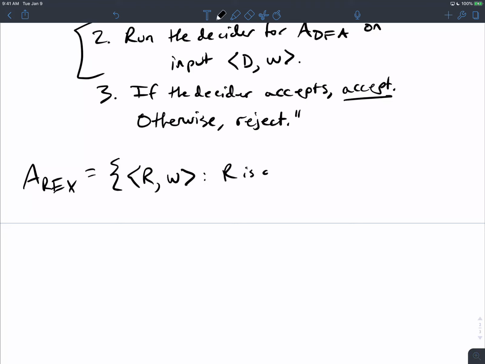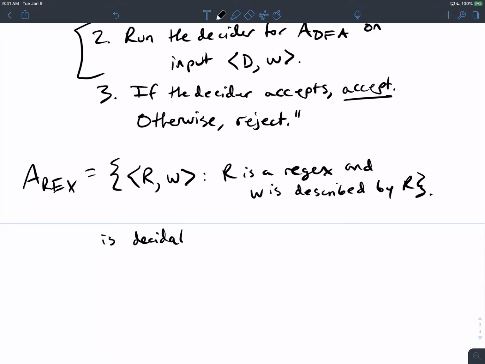So R is a regex, and W is described by R, meaning that the regex can generate that string. So what do you think this one is? Yeah, this one's decidable too. I'm not going to actually make the machine for this because it's basically beating the same dead horse over and over.